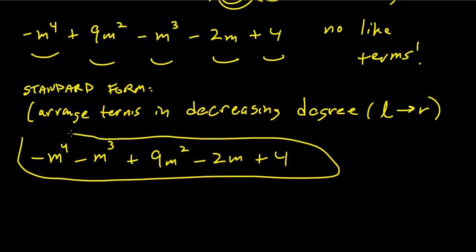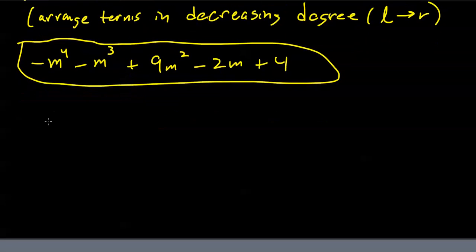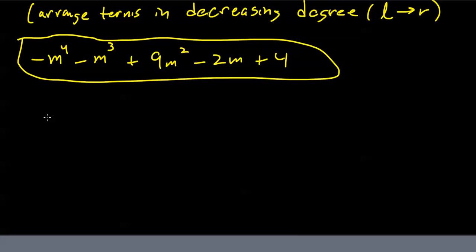Alright, so there's my final return. That's the best I can do for this problem. This is the simplest answer in standard form. It is a 5-term polynomial of degree equals 4. The highest degree monomial this polynomial contains is of degree 4. Alright, that brings us to the end of section 5.3, polynomials and polynomial functions.